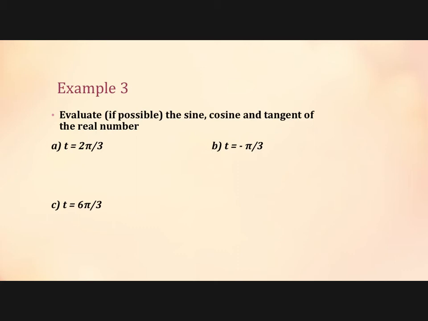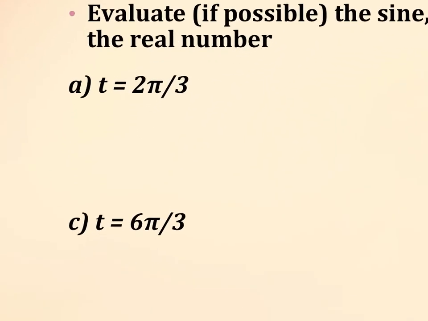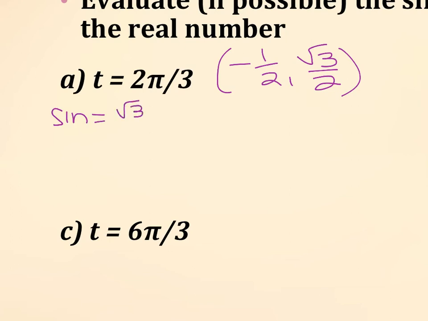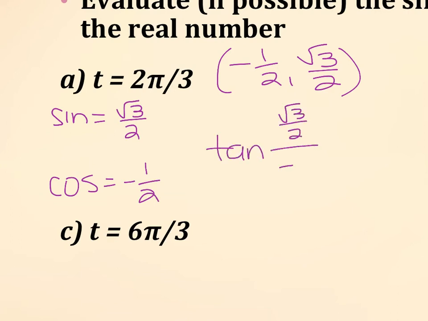It's asking you to figure out what's the point at that angle and then just find sine, cosine, and tangent for each one. So I'll do A with you since we just kind of started it. We said that 2/3 pi was negative 1/2 and root 3 over 2, which means my sine is root 3 over 2, cosine is negative 1/2, and tangent would be root 3 over 2 over negative 1/2.